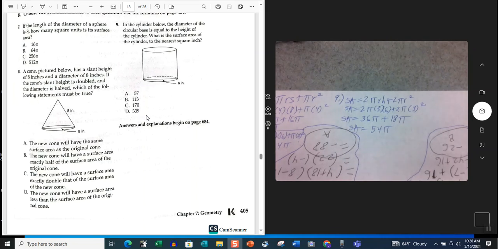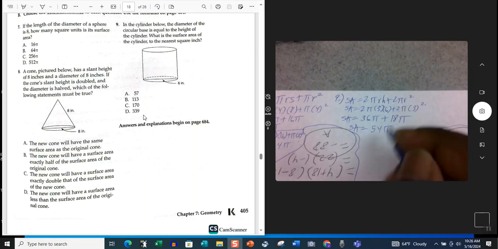Now here's the thing here. If you notice, our answers do not have pi with them. So since our answers do not have pi with them, that means that they actually wanted us to change pi to 3.14 and then solve. So we have our surface area is equal to 54 times 3.14.